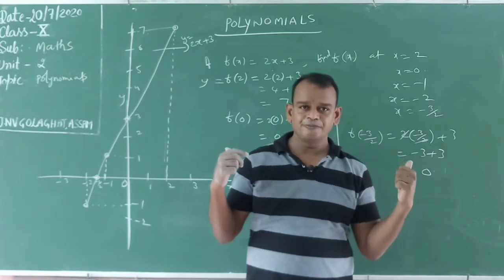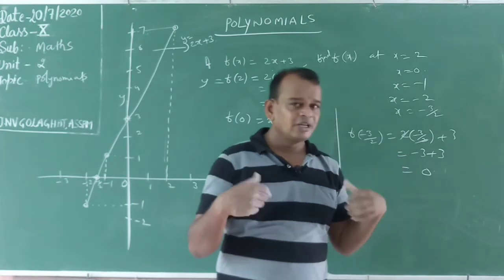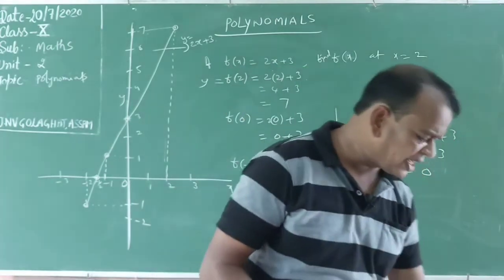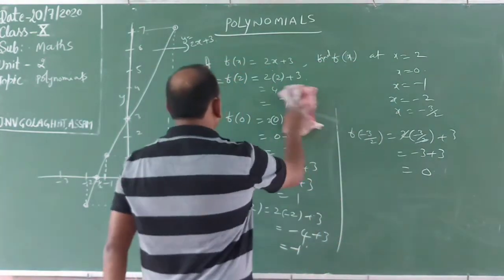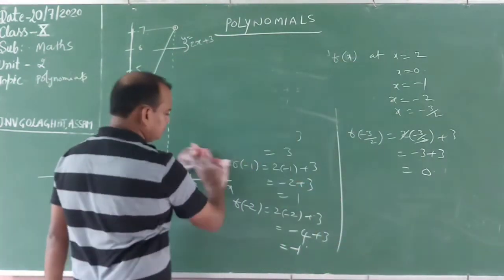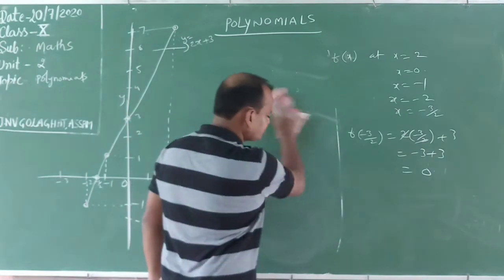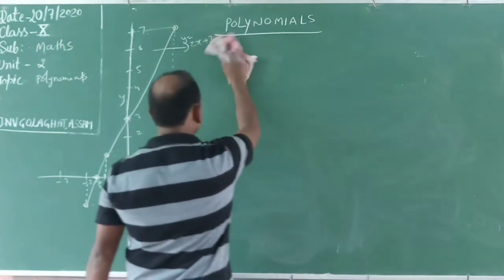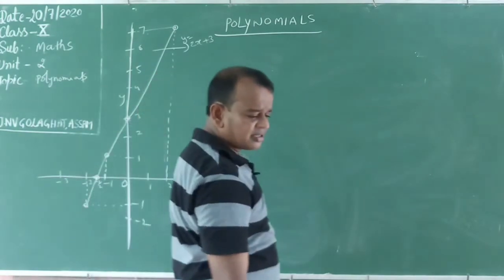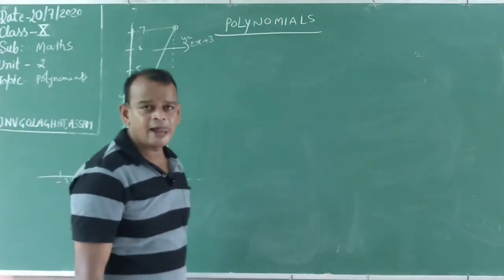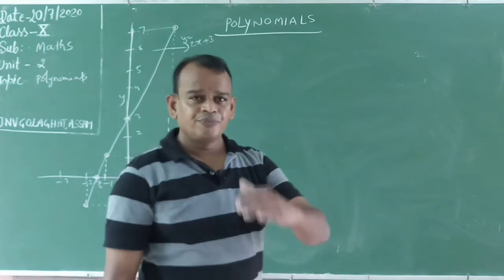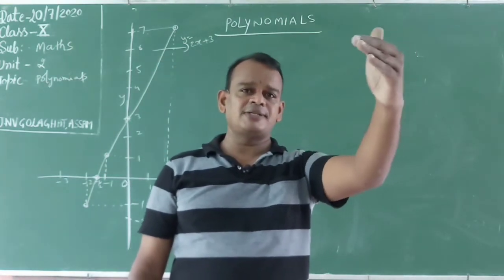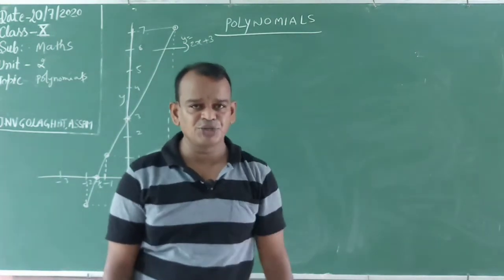Observe carefully. Now, next one. You will take the quadratic polynomial. Just listen, the quadratic polynomial. What is the meaning of quadratic? The highest power of the variable is 2, meaning the degree of the polynomial is 2.